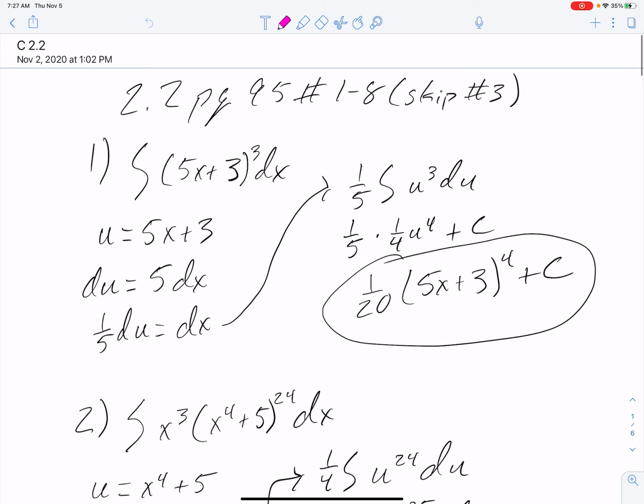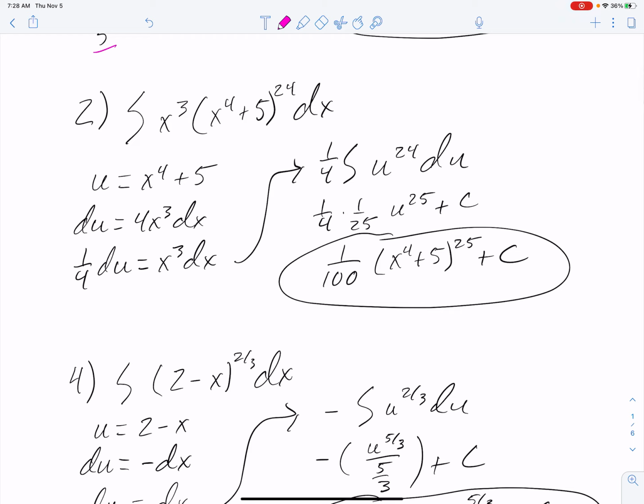So, number 1, I see a function inside a function. I see 5x plus 3 inside something cubed. I do, in a sense, see its derivative since I don't see any other variables in the problem. So I pick my u value, take my derivative. This isn't the correct coefficient, so I'll divide by 5 on both sides. Now I'm able to rewrite with my u value, substituting in for 5x plus 3, my du value that includes the 1/5. Now I'm able to take my antiderivative. I substitute 5x plus 3 back in, and then of course don't forget about plus c.